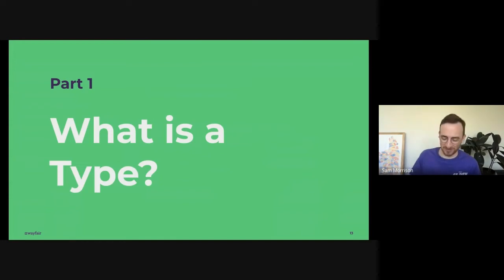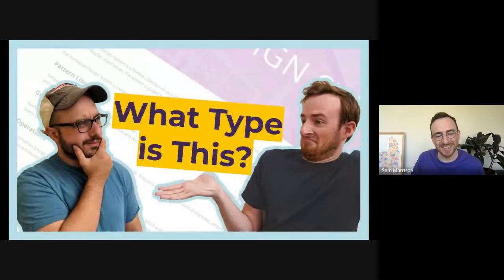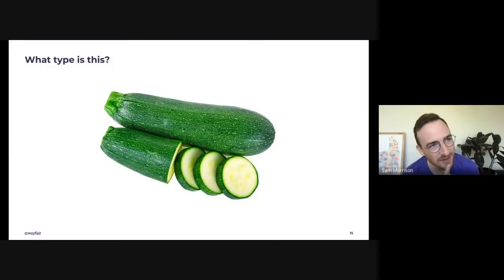We're going to enter into my favorite segment of this talk. What type is this? Get out your pens and papers, and you can write down your answers and send them over to us, and we'll make sure that you get the right answers. So I'm going to show you a picture. You're going to have to guess what it is. What type is this?